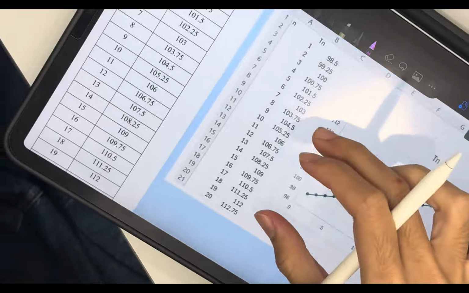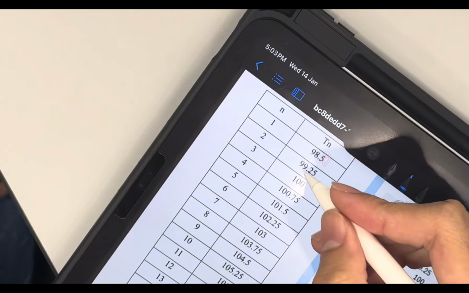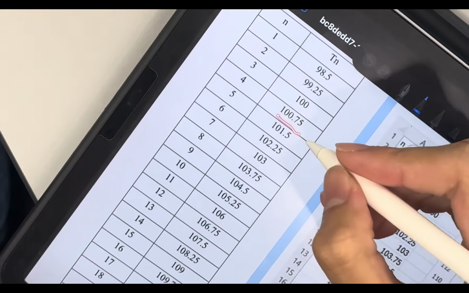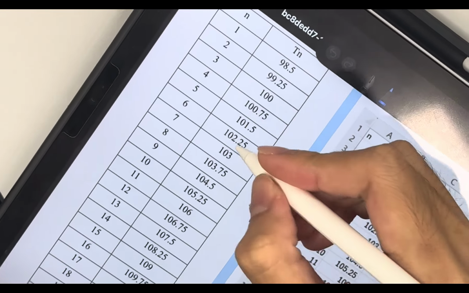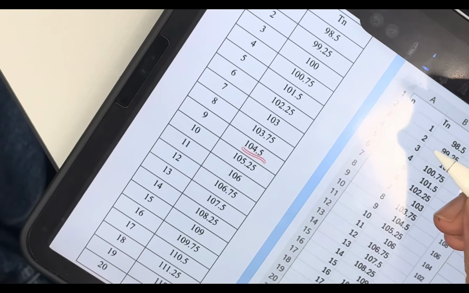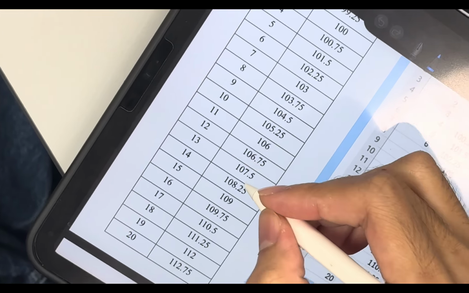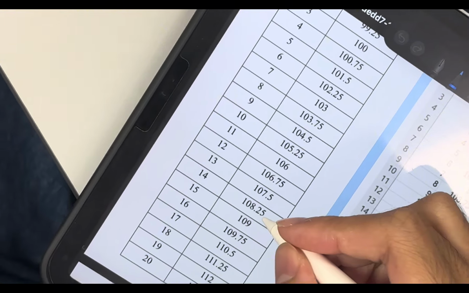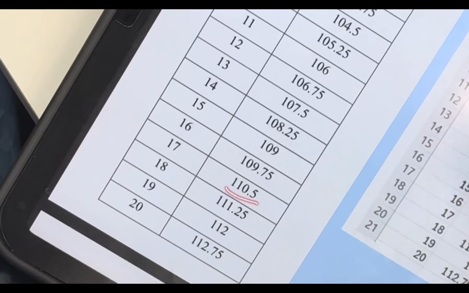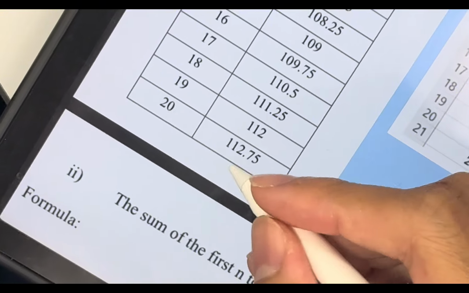So the answer for Tn up to 20 cycles is 98.5, 99.25, 100, 100.75, 101.5, 102.25, 103, 103.75, 104.5, 105.25, 106, 106.75, 107.5, 108.25, 109, 109.75, 110.5, 111.25, 112, and the last one is 112.75.